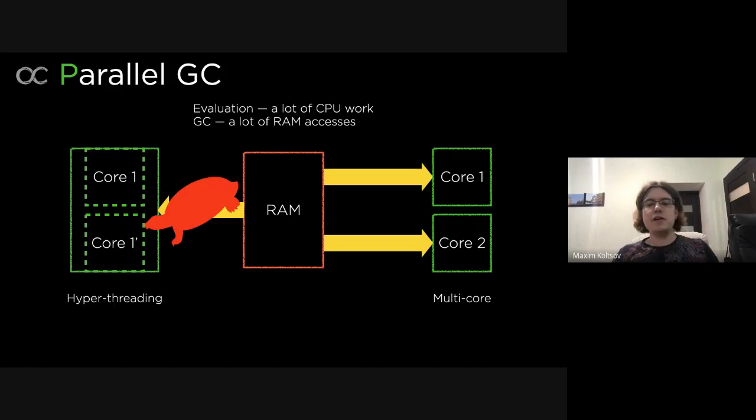So if you have a CPU with hyperthreading, you either want to disable it completely or limit number of garbage collection threads to number of physical cores, not virtual ones.